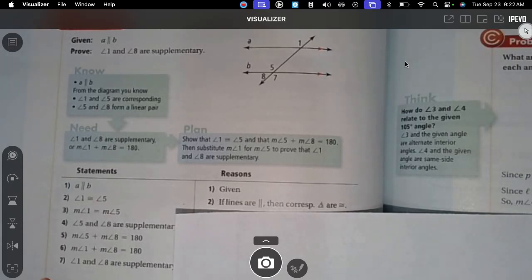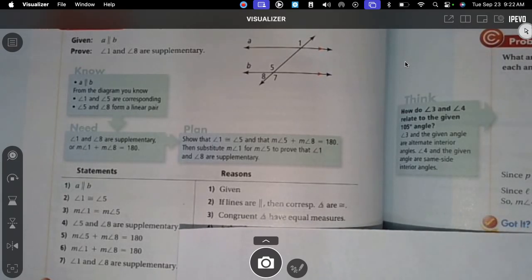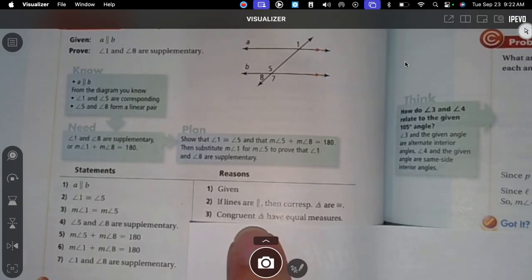The measure of angle 1 equals the measure of angle 5. That's just definition of congruent. I don't know what they put. Yeah, I just say definition of congruent. If they're congruent, what does that mean? They equal. So for number 3, I would have put definition of congruent.